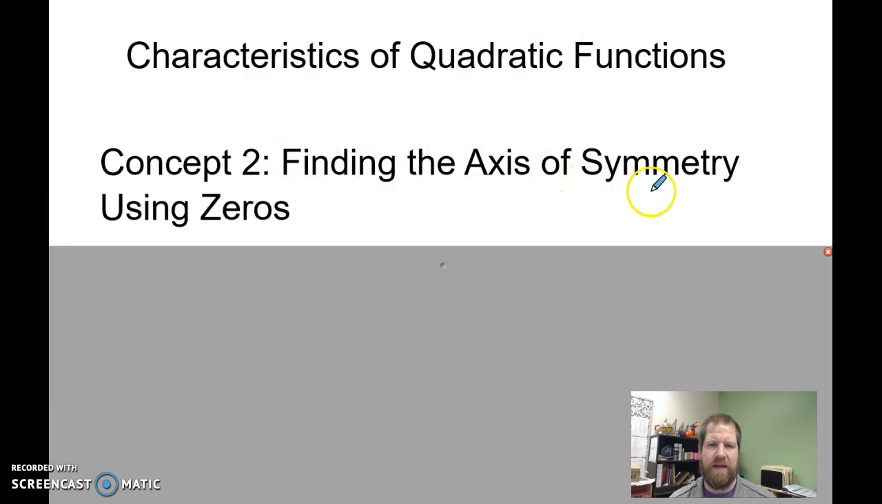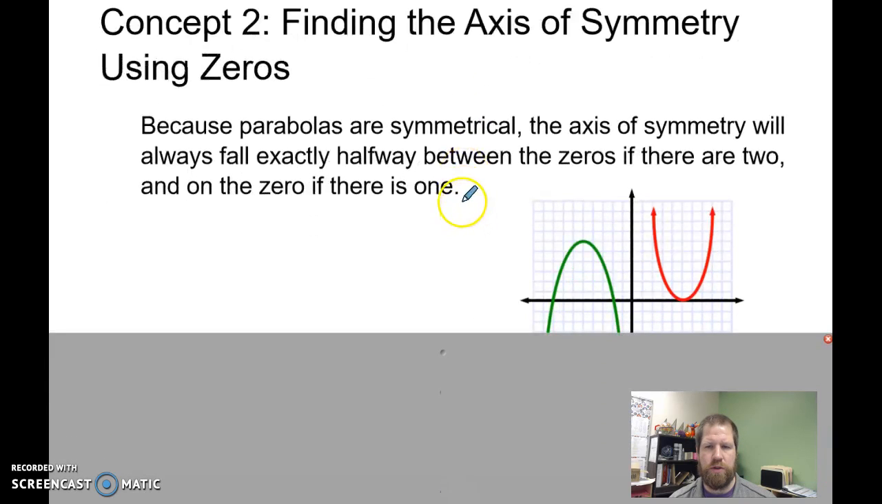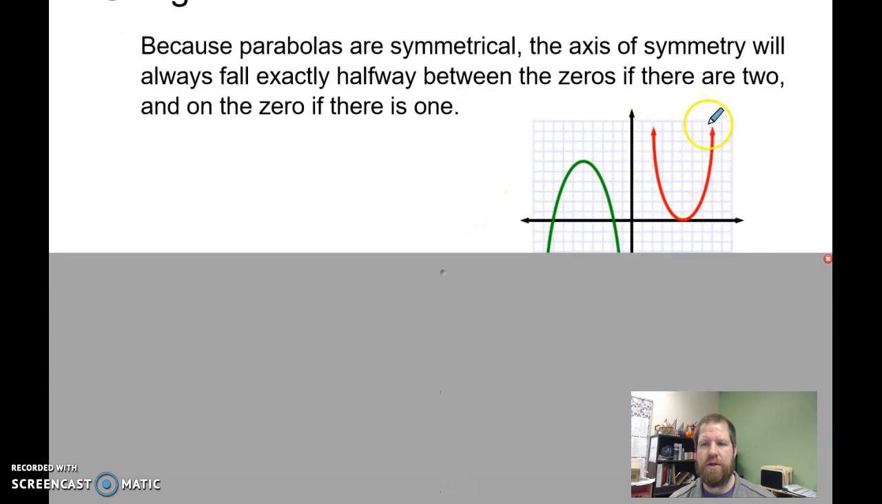Concept 2, finding the axis of symmetry using zeros. Alright, so because parabolas are symmetrical, we know they're going to rise at the same rate on each side. And if we have two zeros, they're going to hit the same distance away from the axis of symmetry.